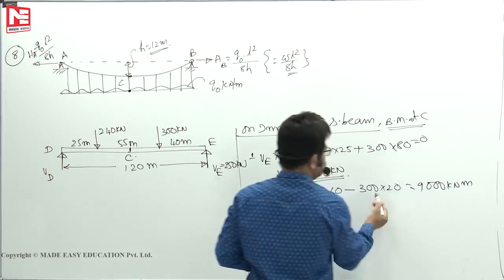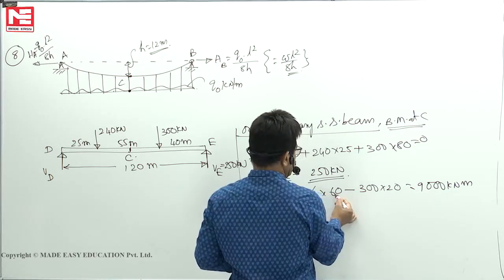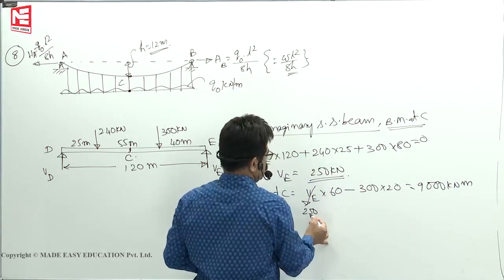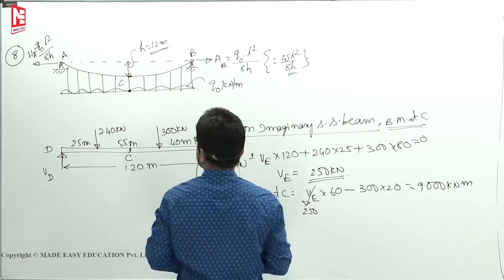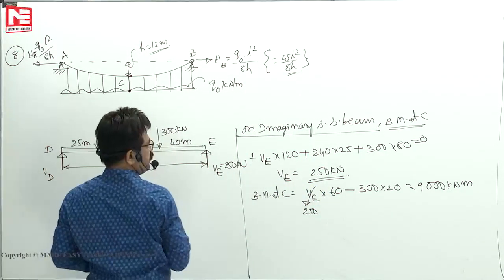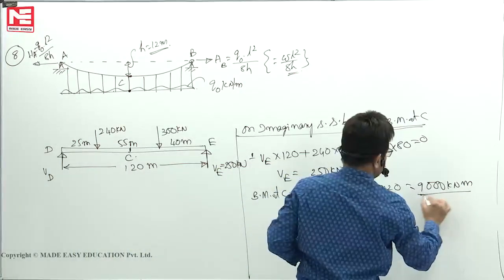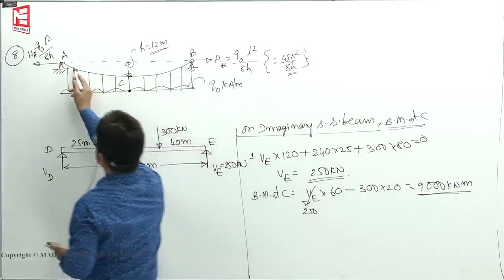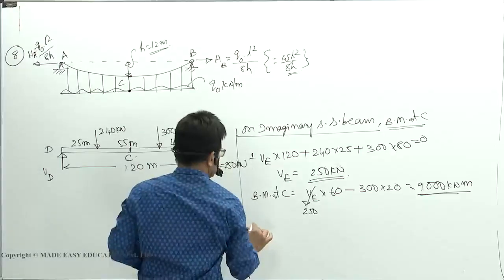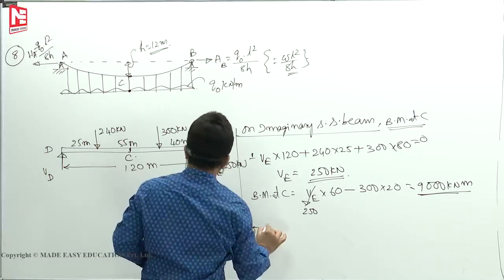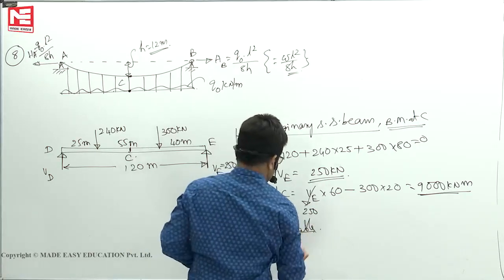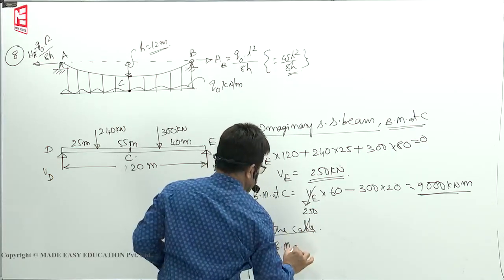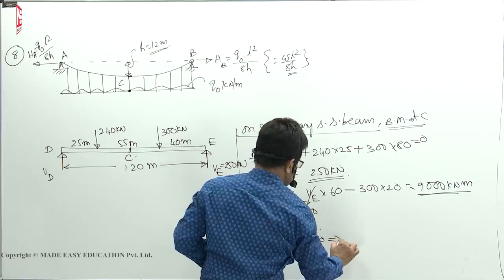This value works out to be 9,000 kilonewton meter. 250 into 60 means 15,000, minus 6,000, is 9,000. So the bending moment at C is so much. Now the bending moment at C we calculated is 9,000 kilonewton meter. This is equivalent to HA into H. This is on the cable. Bending moment at C is equal to 0.